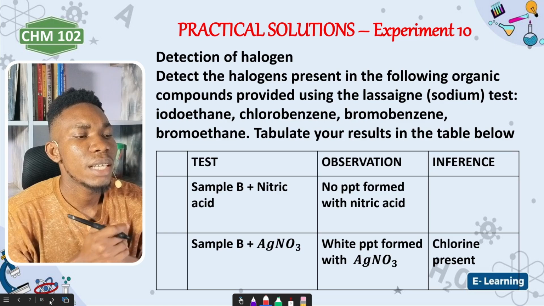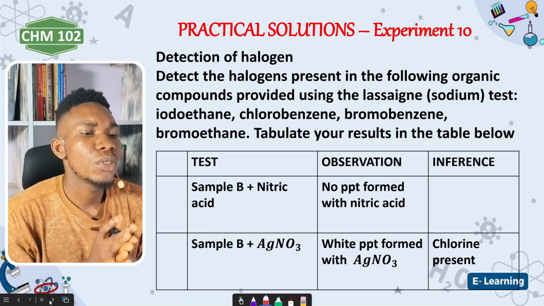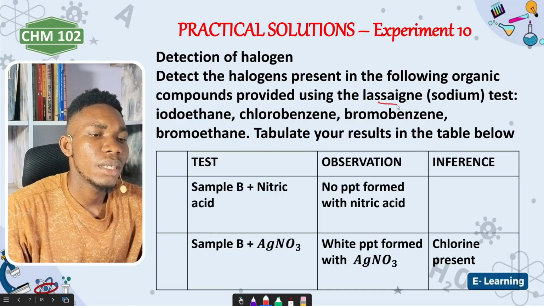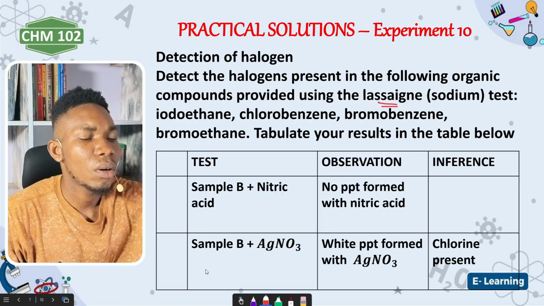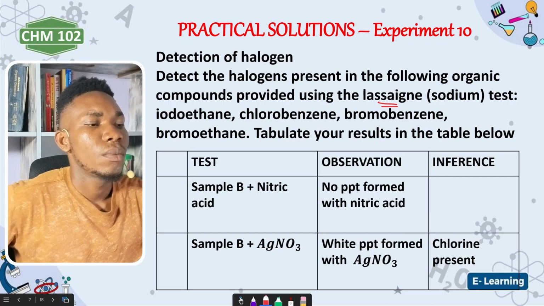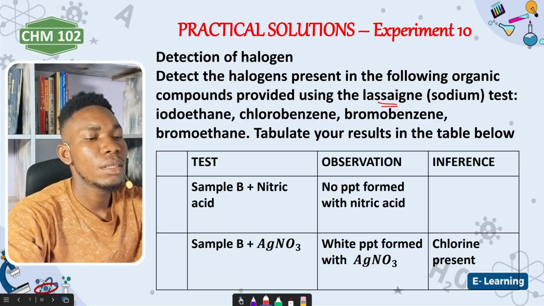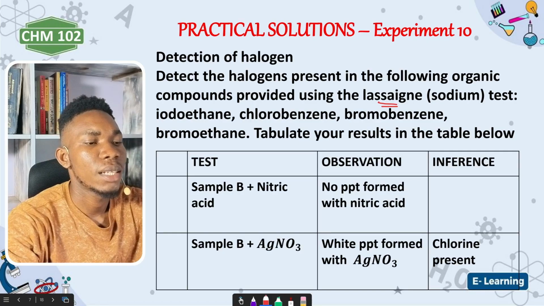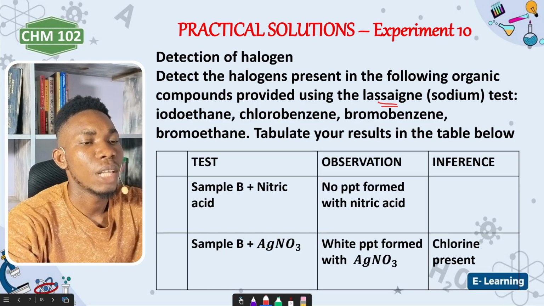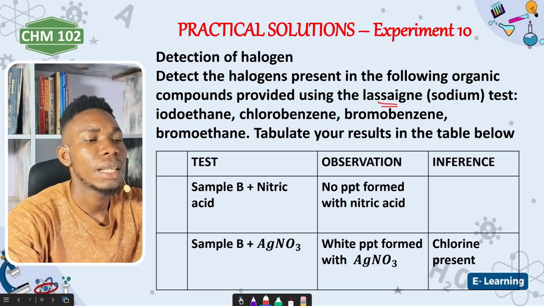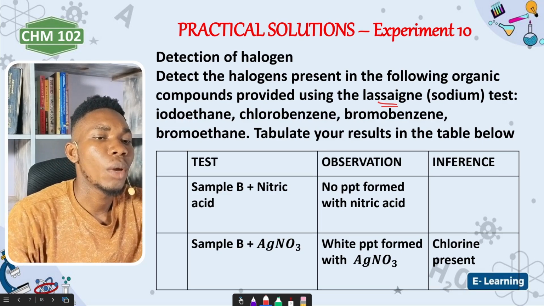Now the next one is the detection of halogens. I told you when I was teaching you earlier that halogens can be detected using what we call the sodium fusion test. Can you still remember? We said halogens can be determined using what kind of test? The sodium fusion test. Here we form the sodium extract, and then from the sodium extract, you start reacting with each of the reagents. An example of one such reagent is silver nitrate. So this practical is still 2-in-1.